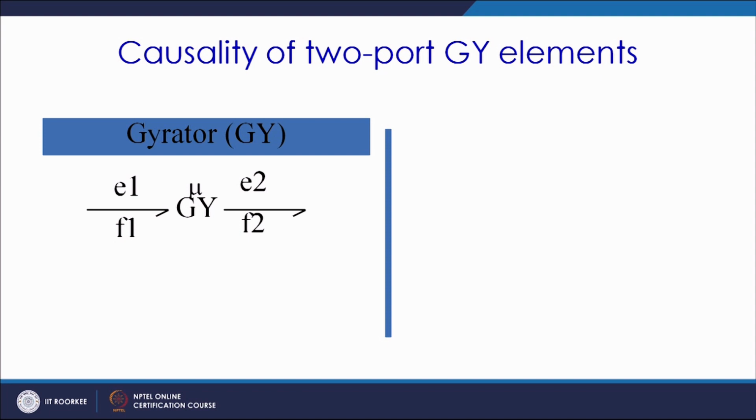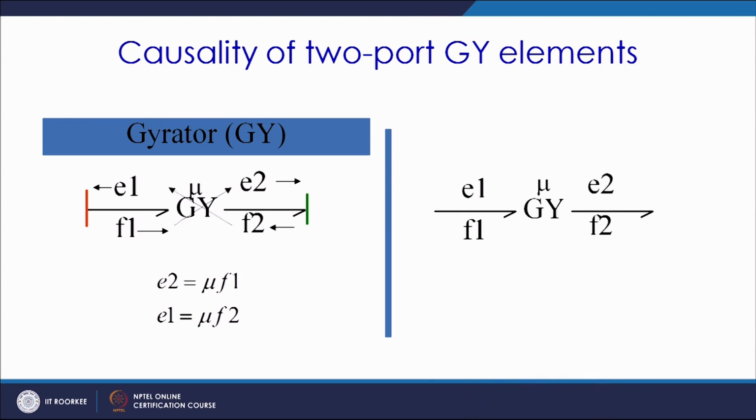Okay. So, here in this case the applicable relationship is E2 equals mu times F1. In this case they bring in flow and they return the effort. This is the relationship in this case, and if they have the causality otherwise, then you can see that they bring in effort and they return the flow. So, in this case this is the relationship which will be applicable.